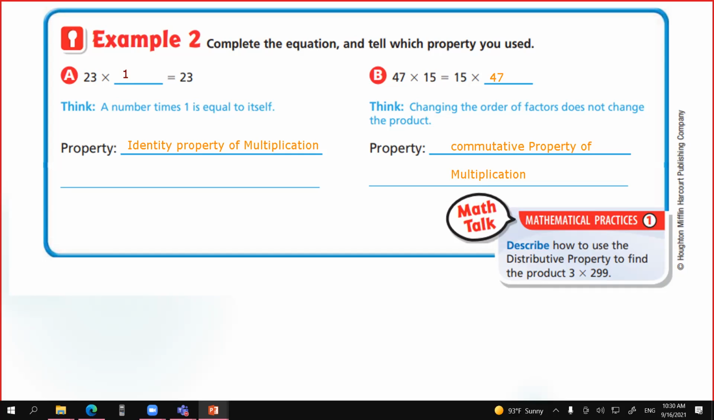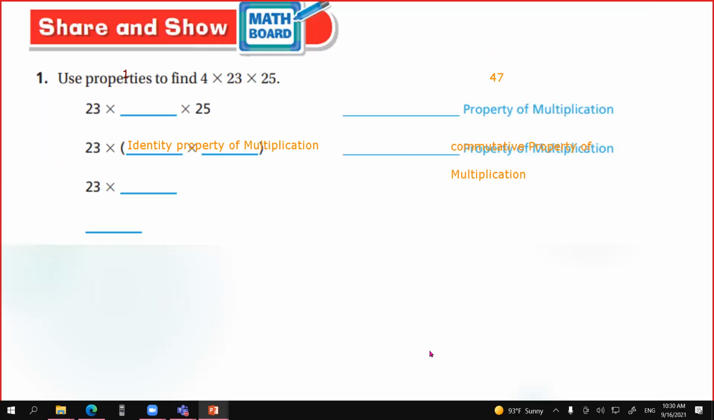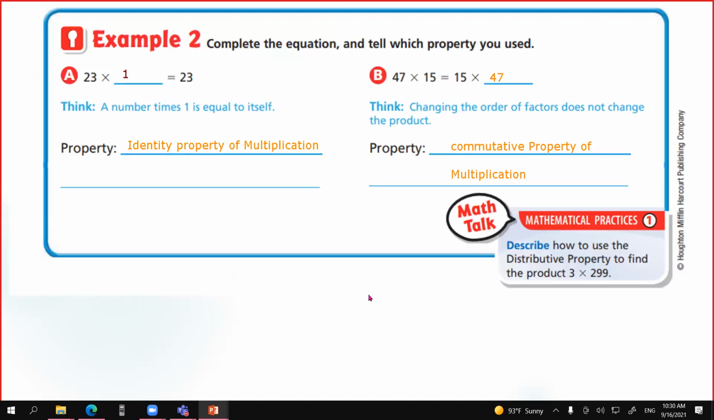Yeah, let's now go to the segment. Okay, I will go back. The first one is identity property, and the second one commutative. Hurry up, please.